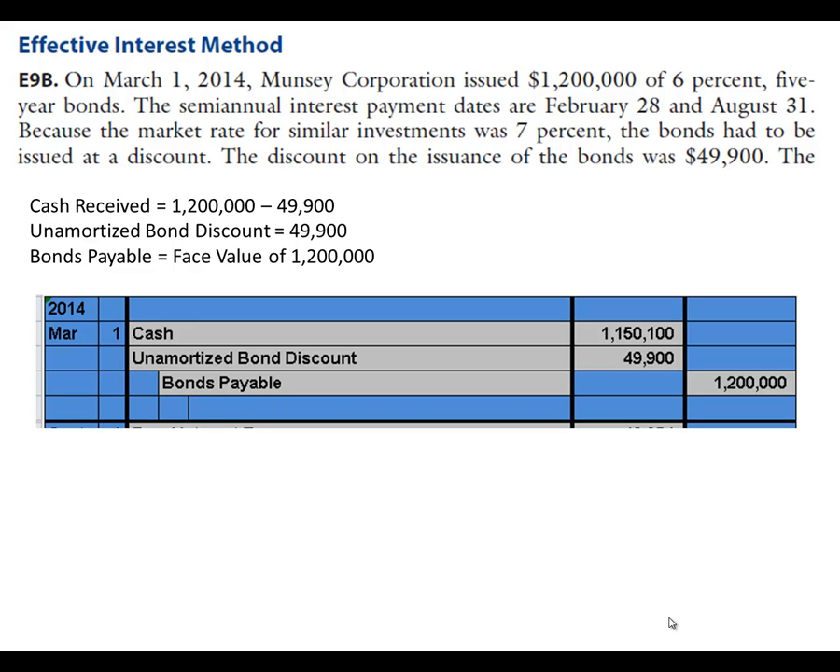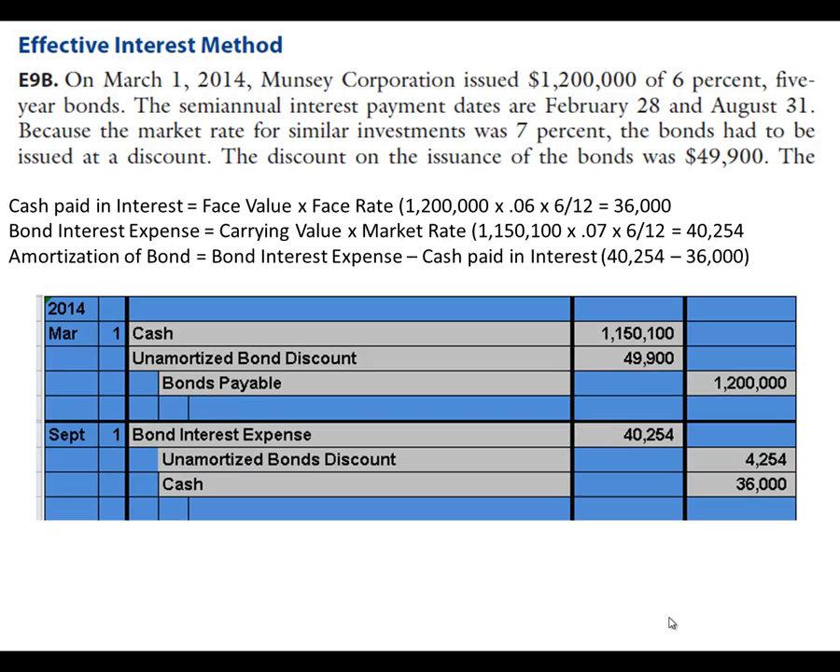So that's not any different between one method or the next. What changes between the straight line method and the effective interest method is how we calculate our bond interest expense. So let's take a look at that. I've gone ahead and put everything up here, but we're going to go through and explain each of these pieces. What you should hopefully know by now is that when we have a bond discount, when we pay interest, we're going to debit bond interest expense, credit unamortized bond discount, and credit cash. What's going to change is how we calculate bond interest expense.